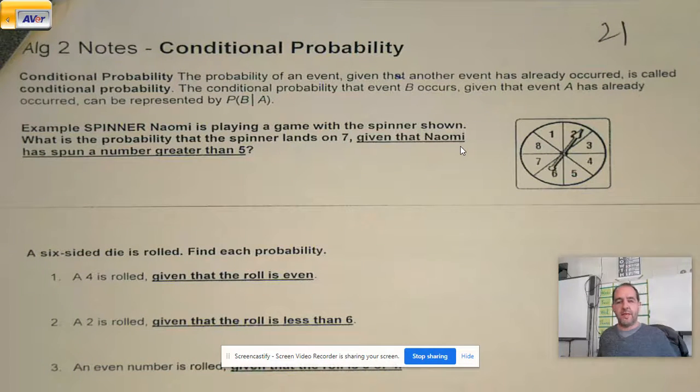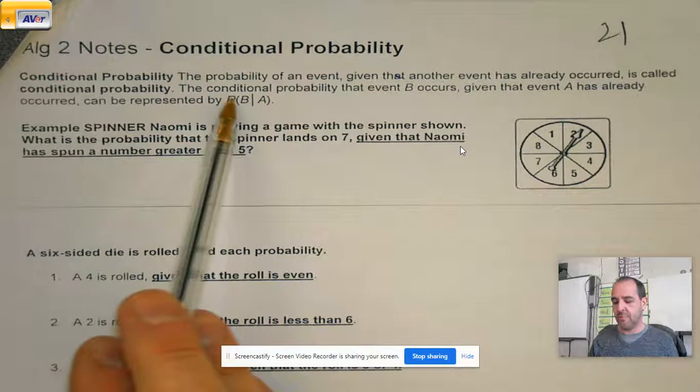Okay, so conditional probability. We talked about simple probability before. We talked about dependent versus independent events. Now what we're going to look at is what's called conditional probability, which means the probability an event is going to occur given, that's going to be the magic word today, given that another event has already occurred, okay? For the time being, I know they got mathematical mumbo jumbo here.